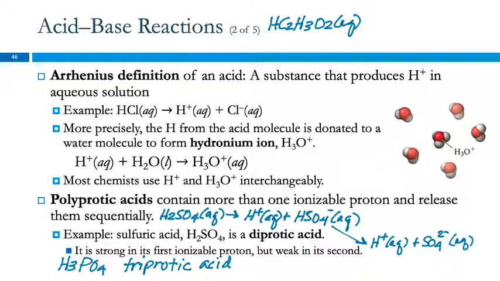Acetate ion doesn't lose any of its hydrogens. So that's why we only write one of the H's in front. It's always the ones in front that can be coming off as ionizable protons. Any questions?